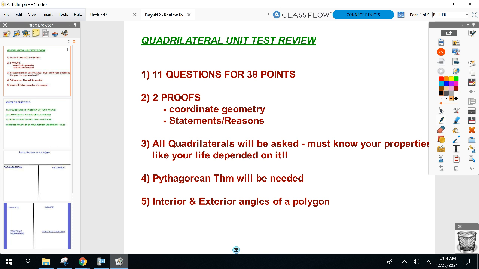If you got your Chromebooks, take those out for me, because there's no reason to copy any of this down right now. It's all on your Chromebook. So let's get your Chromebooks out. Open up our classroom page for me. You'll see a bunch of files under quadrilateral unit 6, one of them being what I have up on the board right now.